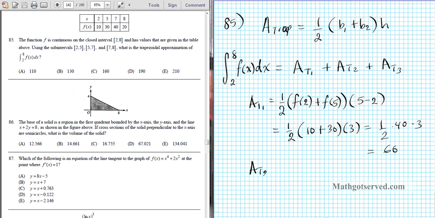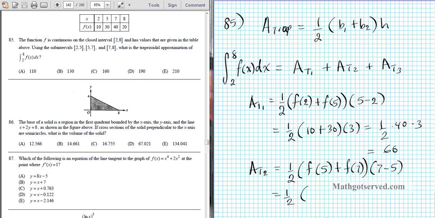How about the area of trapezoid 2? Trapezoid 2 is adjoining trapezoid 1. They share a common side, so B2 of trapezoid 1 is B1 of trapezoid 2. So we're going to have 1/2 of f of the left side of trapezoid 2, which is the right side of trapezoid 1, which is f of 5, plus f of 7. We're now working with the second subinterval, 5 to 7, times the height, which is the change in x, so that's 7 minus 5.